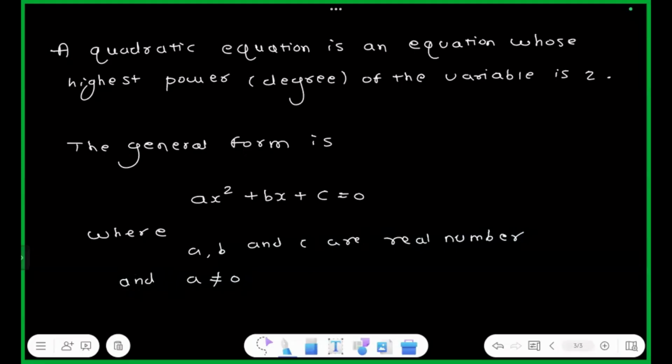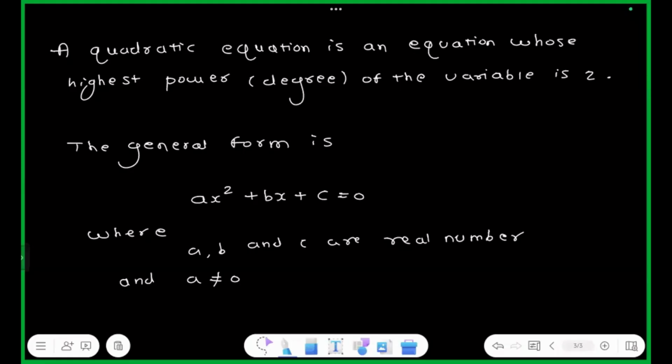What was the general form again? For a quadratic polynomial, ax square plus bx plus c. When we write this expression equal to what? 0, it becomes what? A quadratic equation. So what will be the general form? The general form is ax square plus bx plus c is equal to 0, where a, b, and c are real numbers and a should not be equal to 0. b and c can be 0, but a should not be equal to 0.